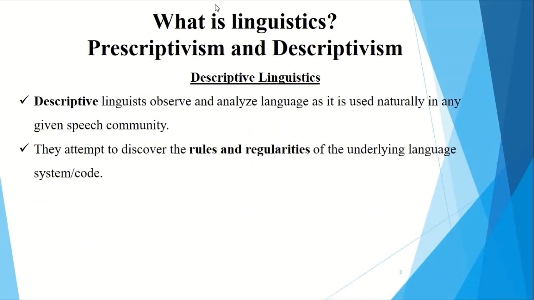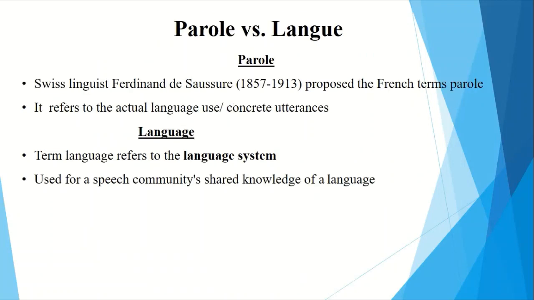In contrast, descriptive linguistics observes and analyzes language as it is used naturally in any given speech community. Descriptive linguists attempt to discover the rules and regulations of the underlying language system or code. So descriptive linguists are simply concerned with language as it is used in the language community. They do not prescribe any rule, but use of language that is sufficient to make anything understandable is the area of descriptive linguistics.